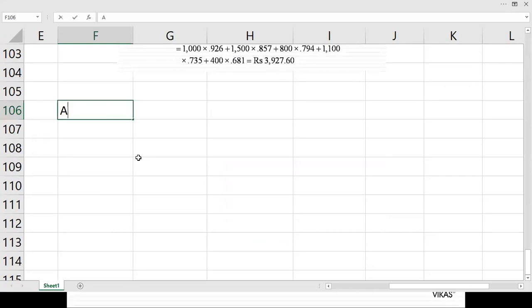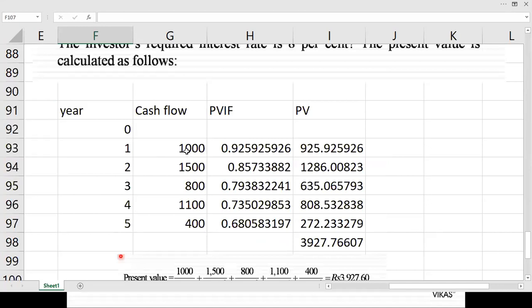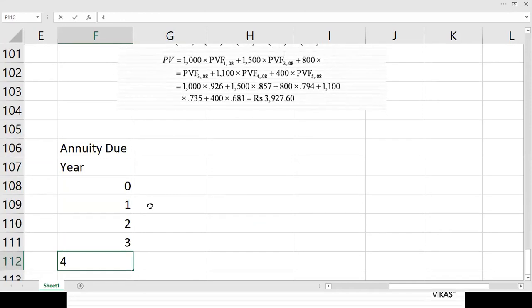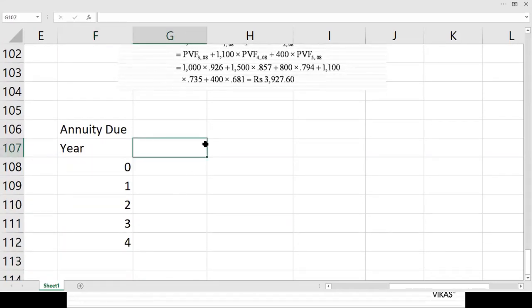Annuity due. Normally the cash flows occur at the end of the period. Now we will consider annuity due. Year 0, year 1, year 2, year 3, year 4, like that, right? And cash flow. Normally, annuity means cash flow starts on year 1.